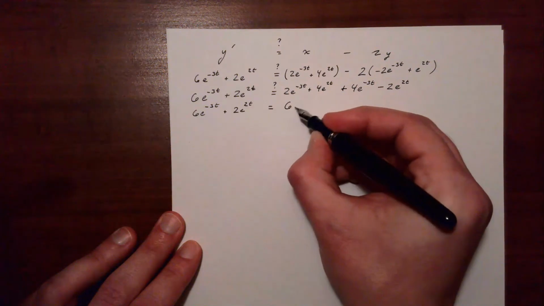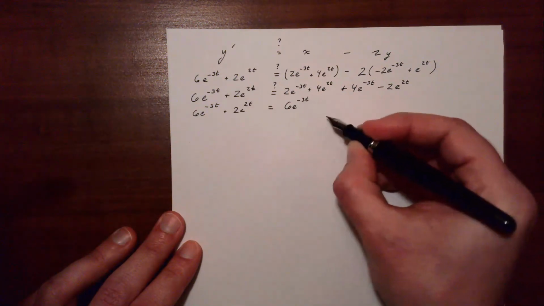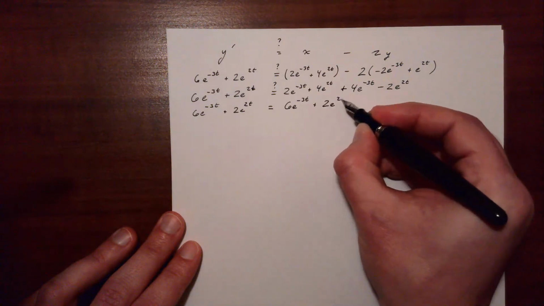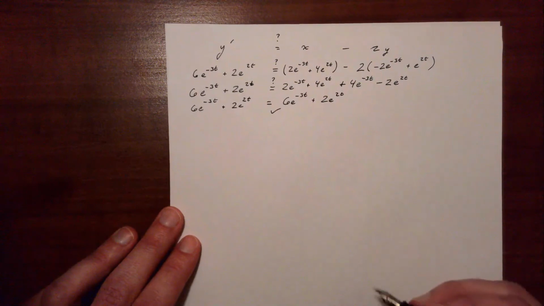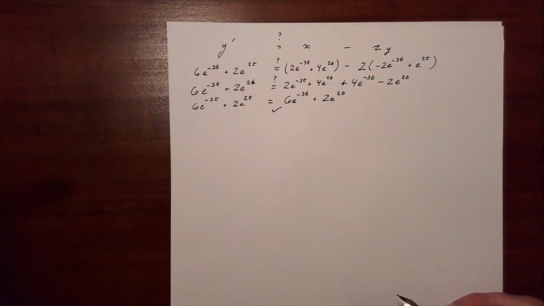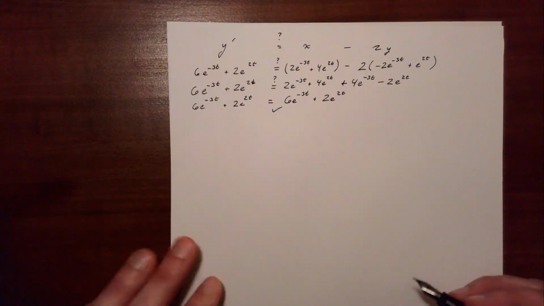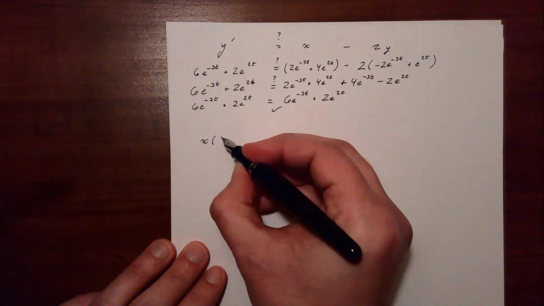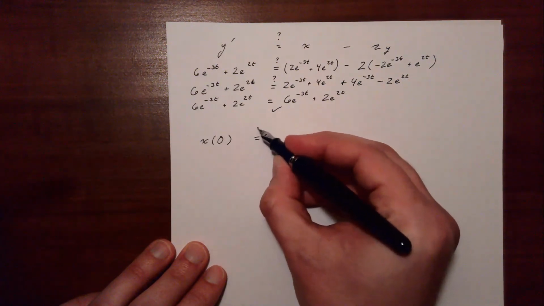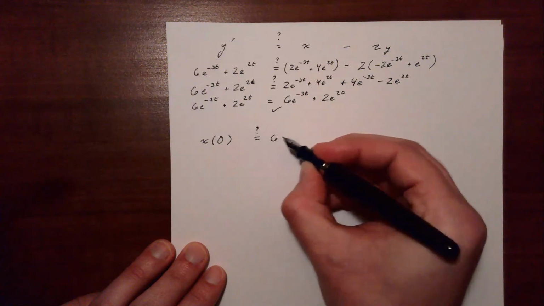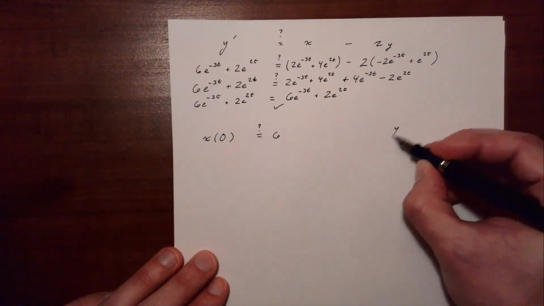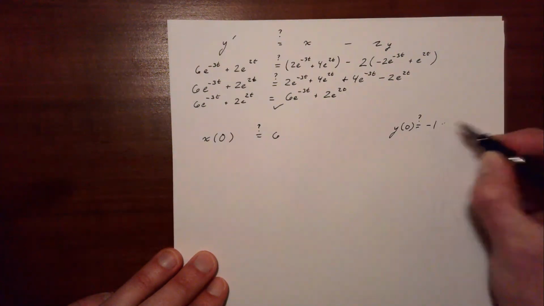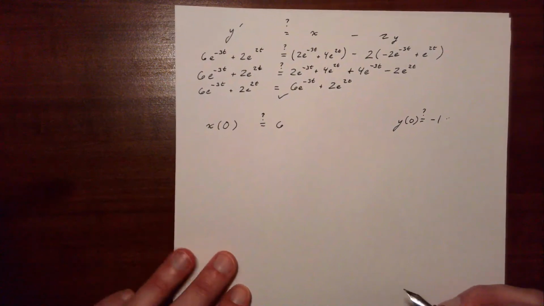So combine those, we get 6e to the negative 3t. That's good. And then plus 4 minus 2 is plus 2e to the 2t, and that checks. So we are almost home free. We just have to check the initial conditions. So does x of 0 really equal 6? And does y of 0 really equal negative 1? So that's what we need to check here now.